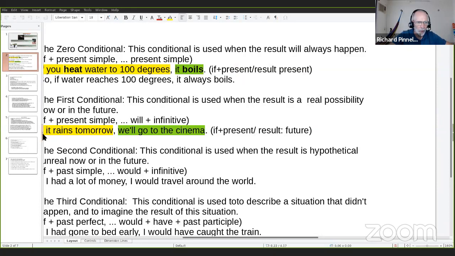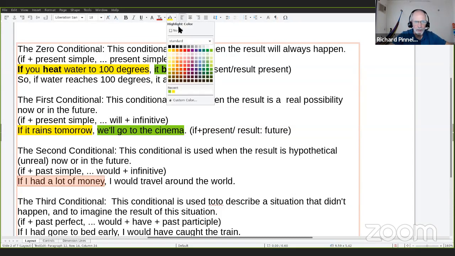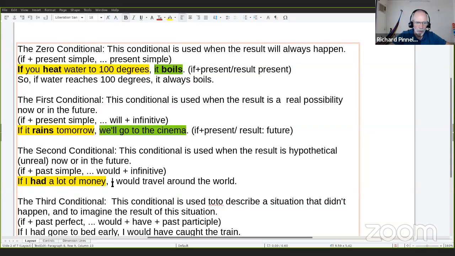And then we've also seen before the second conditional. Now the second conditional is used when the situation is hypothetical or unreal, imaginary. It's an unreal situation. So to talk about this, we need to use if plus the verb in the past tense. Here, the verb is in the past. In this one here, it was in the present. And in the result clause, we don't use will, we use would. I would travel around the world. This is the result of the hypothetical situation.